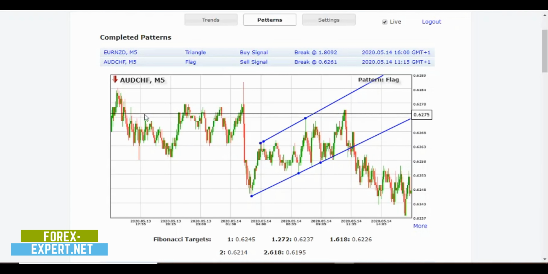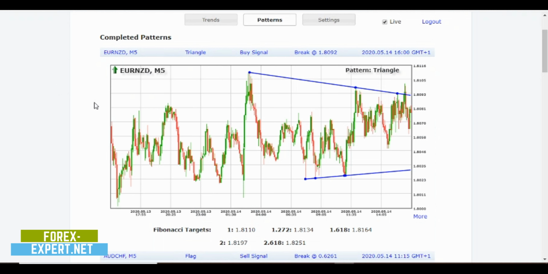I want to show you the last trade. So this is the last example. As you can see, this chart, this price action is not clear. We have a ranging market. We don't have a strong uptrend, so discard this signal.